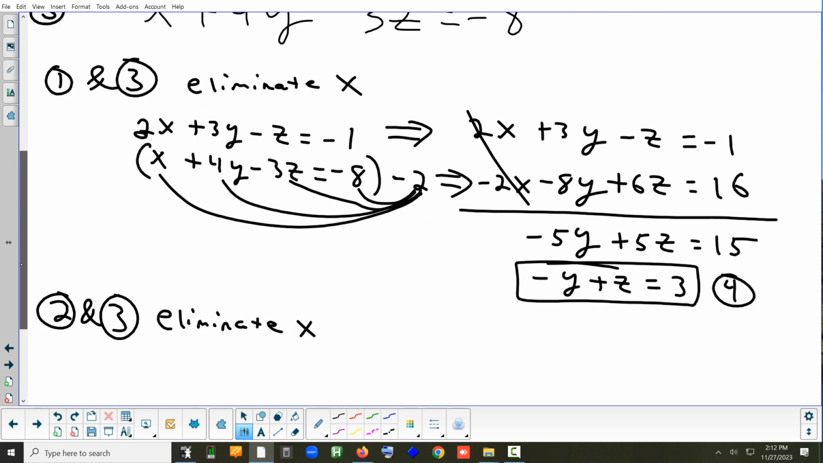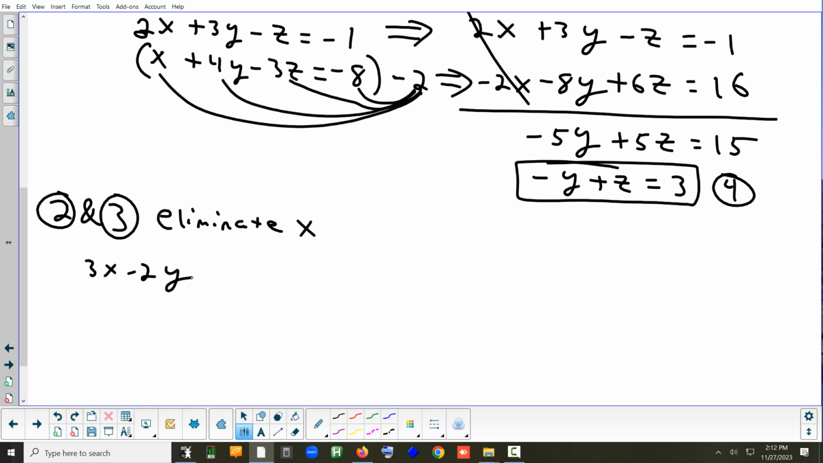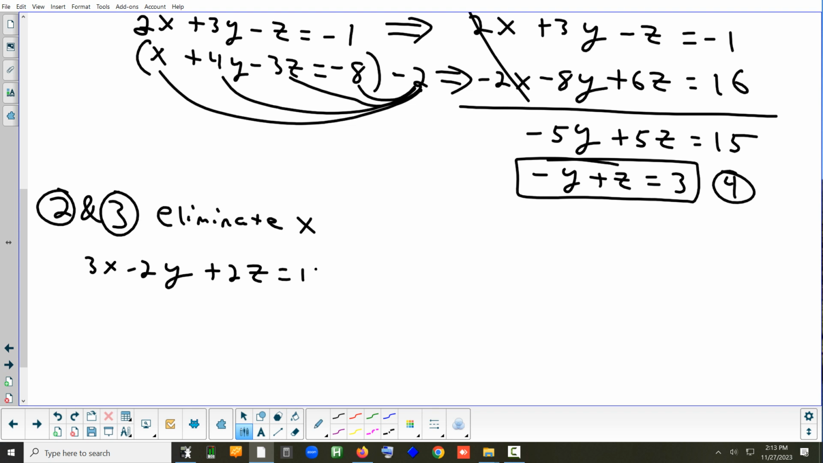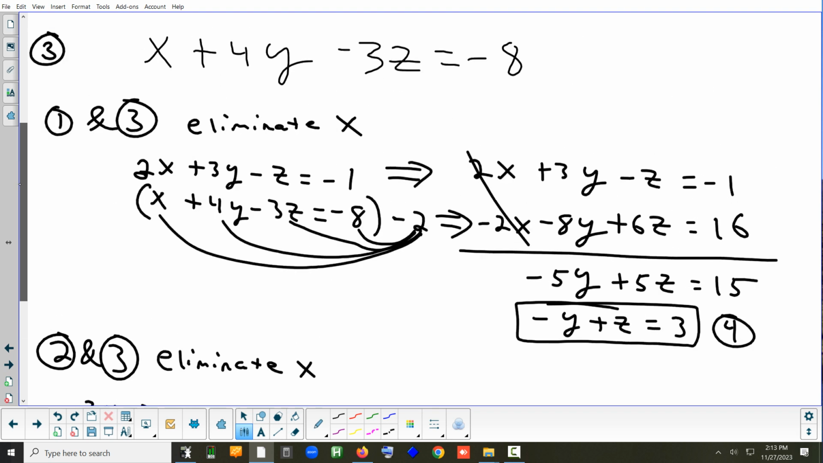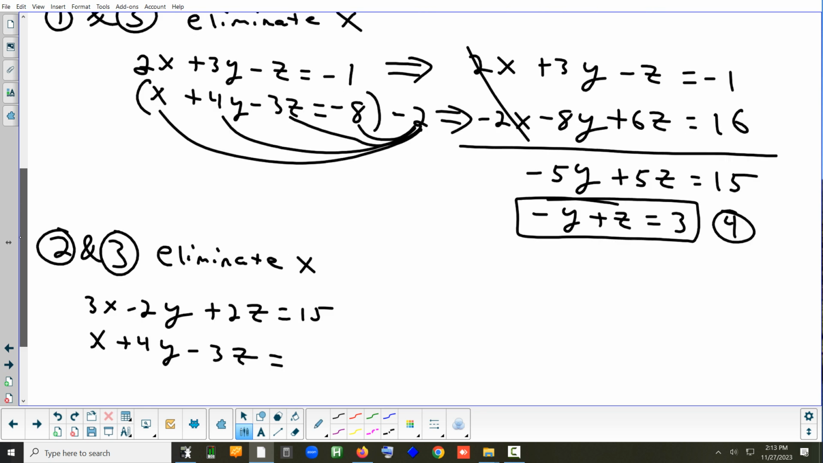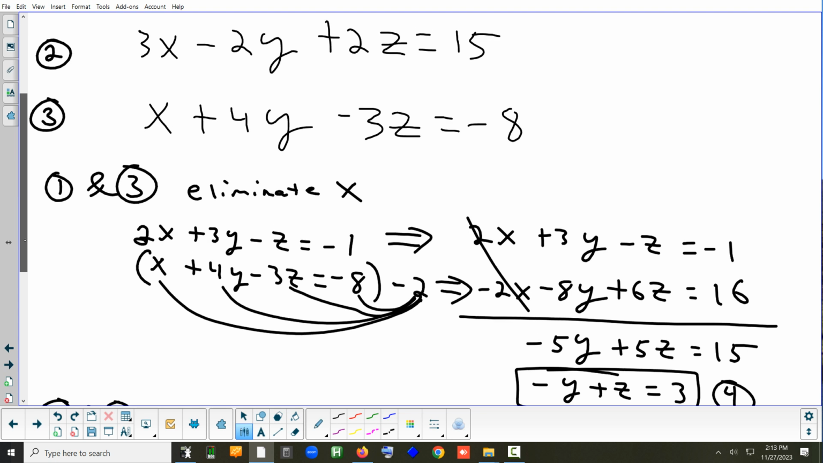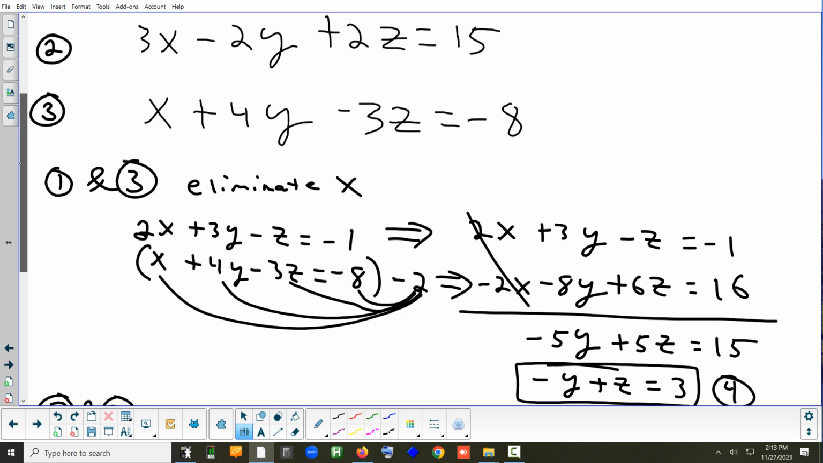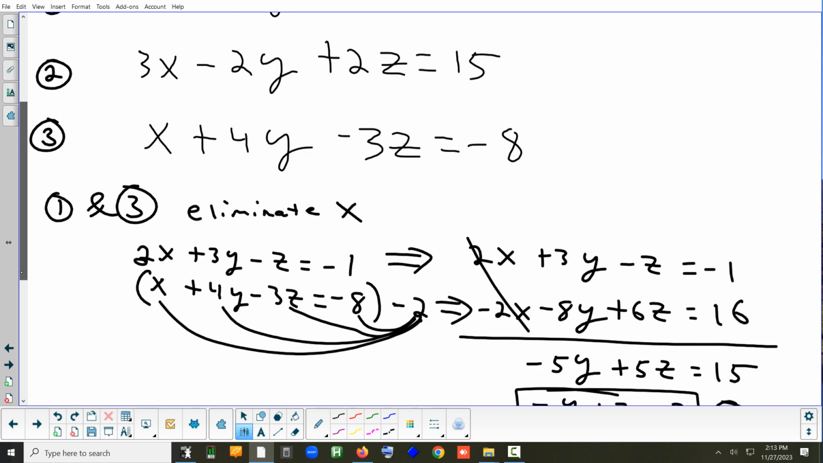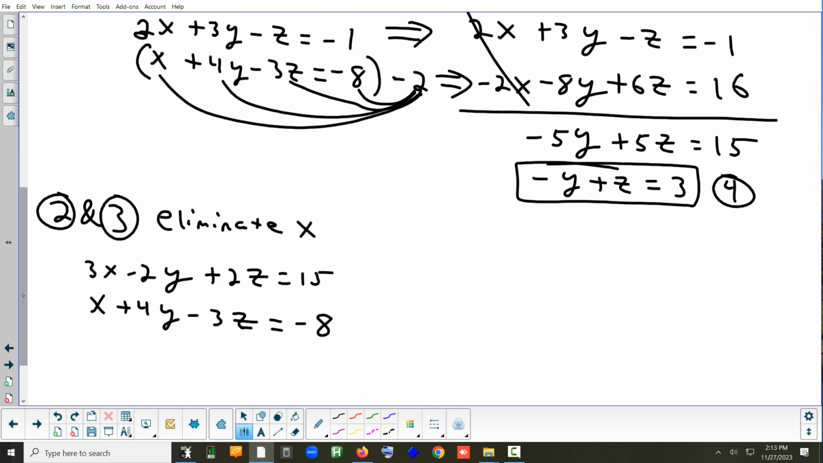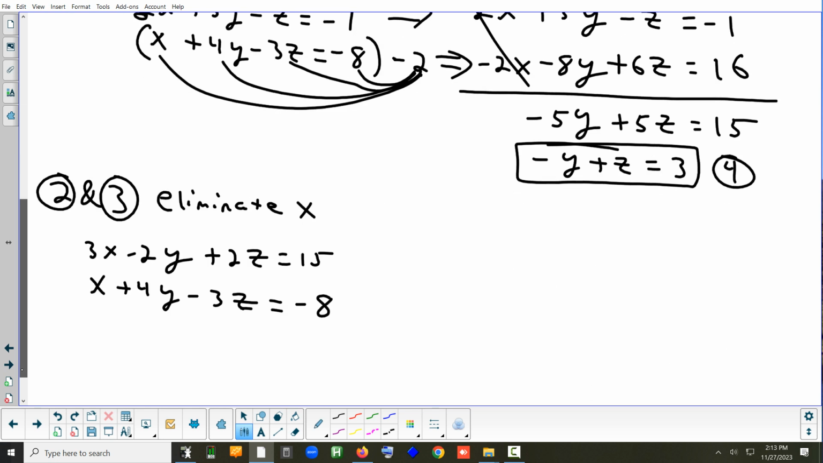So 2 is 3x minus 2y plus 2z equals 15. And 3x plus 4y minus 3z equals, what did that equal? -8. Okay, so again, let's double check. 3, -2, 2, 15. 3, -2, 2, 15. 1, 4, -3, -8. Okay, looks good.